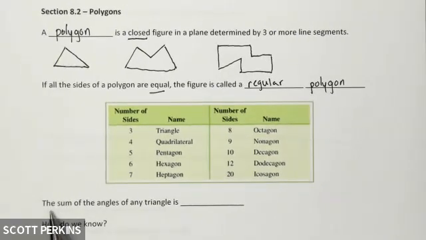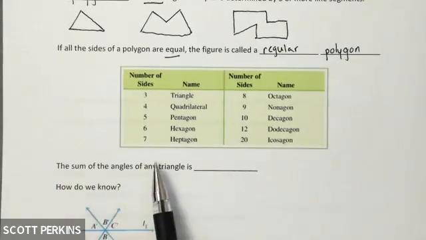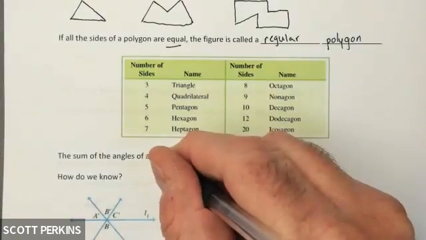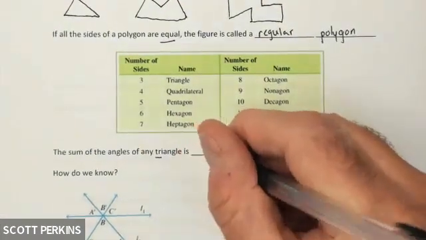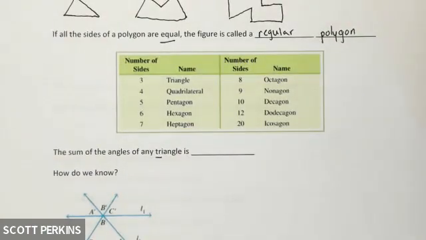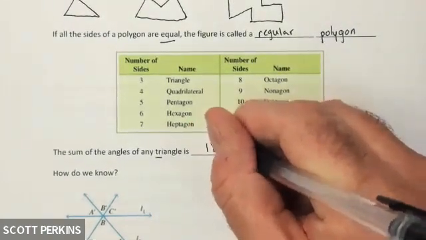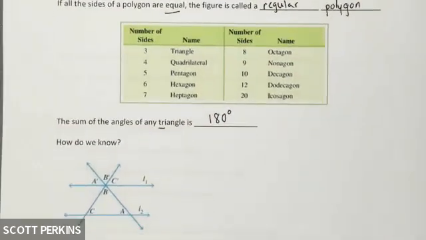So one of the interesting bits of trivia that we have about a triangle, which is a polygon with 3 sides, the prefix tri means 3. The sum of the angles of any triangle is, does anyone know that bit of trivia? Have you heard that before? No? Great. Well, then I get to enlighten you today. The sum of the angles of any triangle is 180 degrees.